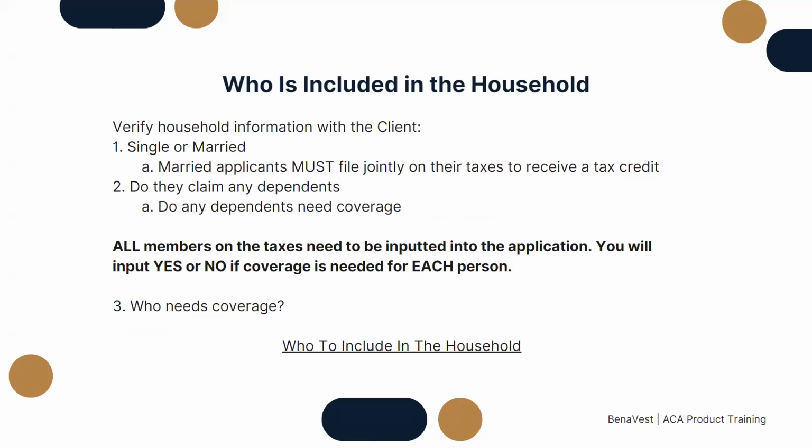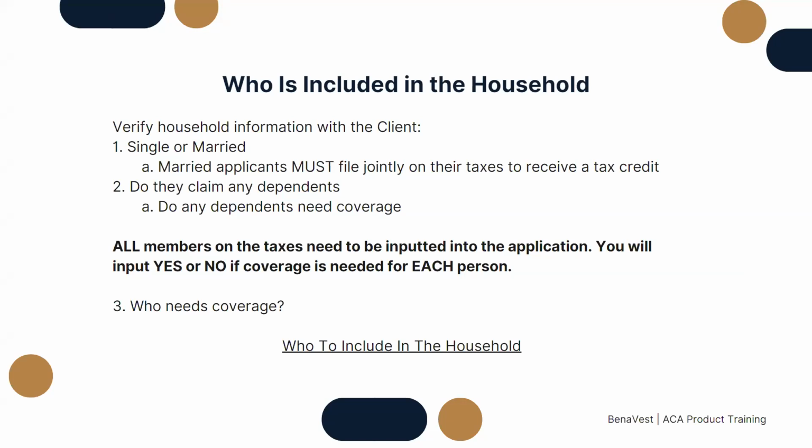And then who is included in the income? So verify their household information with the client. Are you single, married? If they're single, that's a super easy application. If they're married, you're going to ask if they file their taxes together, and then you'll list them all in the household. And then do they claim any dependents? And then do any of the dependents need coverage? Usually if anyone's under 19, they have Medicaid or Healthy Kids, CHIP.